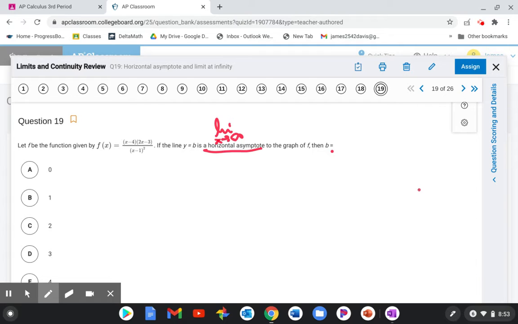We had if the powers were the same, then we take the ratio of the leading coefficients. If the denominator power is bigger, then it's going to go to 0. And if the top power is bigger, then it's going to plus or minus infinity. So remember that little table that we have. And so in this case, we do need to multiply these out. If we FOIL the top, we get 2x squared minus 8x minus 3x plus 12. On the bottom, we got to FOIL that as well, x squared minus 2x plus 1.